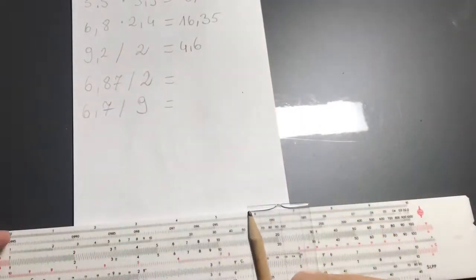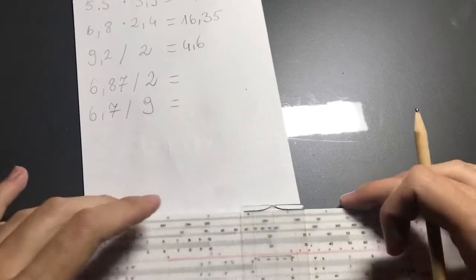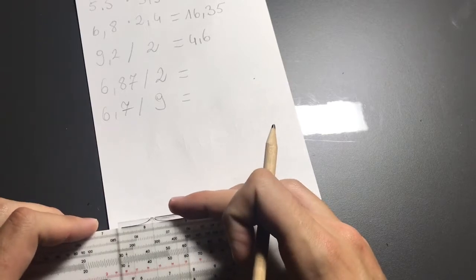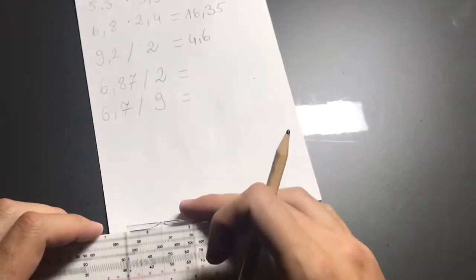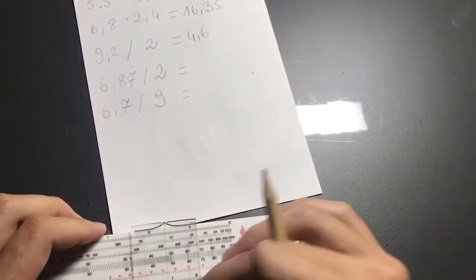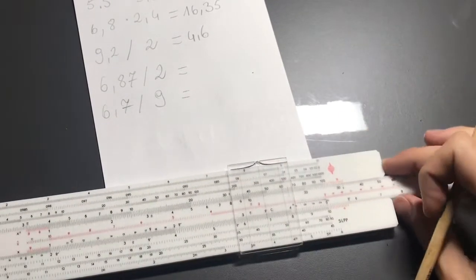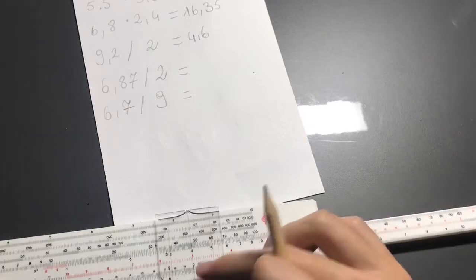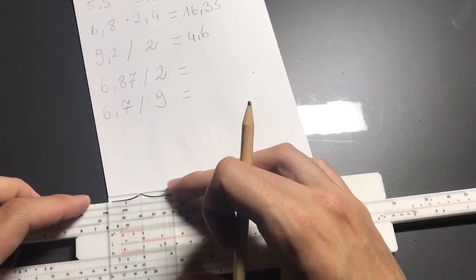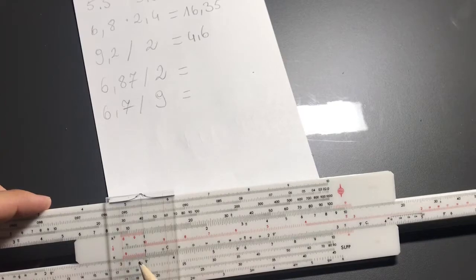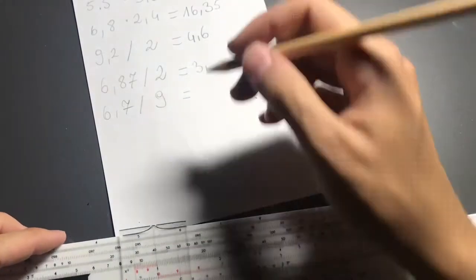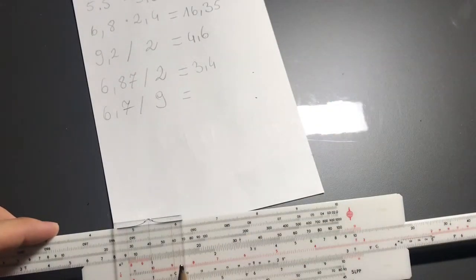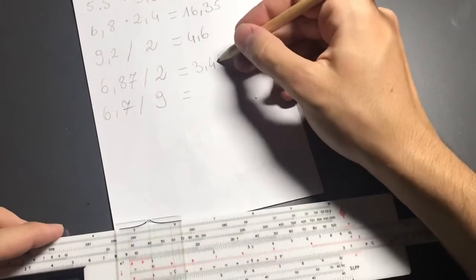Then we have 6.87, which is a bit more precise number. So let's find 6.8. So we have 6.5, 6.6, 6.7, 6.8, and we have like a 7, so it's almost next division. Now we want to divide it by 2. So we divide it by 2, and we move our cursor over there, and we have 3.4, and I can tell that it is 4.